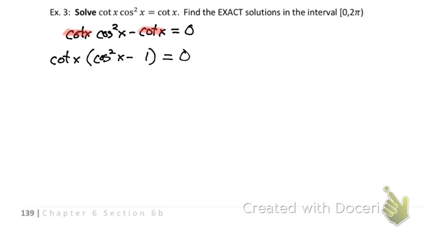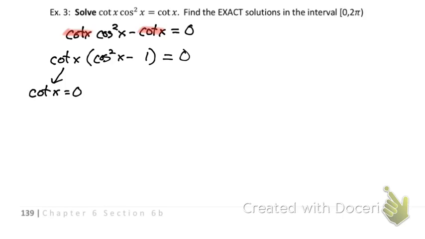This is now the zero product property. The zero product property is if you have a chain of multiplications that equals 0. So we have a chain of multiplications: cotangent x times this quantity. Either this equals 0 or this equals 0. So we're going to split it into those two possibilities. Either cotangent x equals 0.